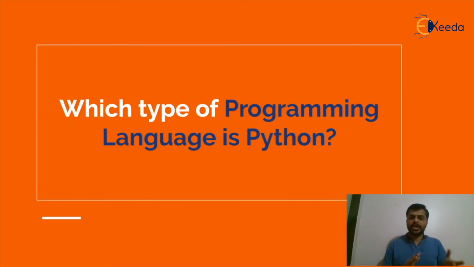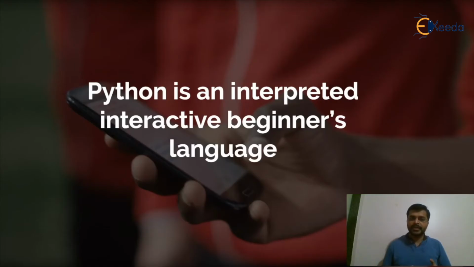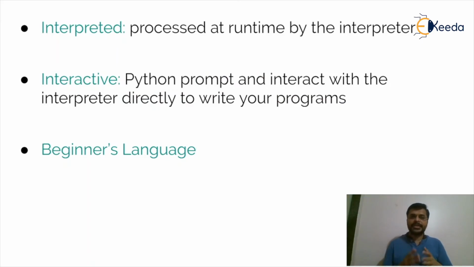So which type of programming language is Python exactly? Python is an interpreted, interactive, beginner's language. Now we already saw what an interpreted language is, but what are an interactive and a beginner's language? Let's break down those technical words. Interpreted, as I already explained, means the language is processed at runtime by the interpreter, or your program is processed at runtime by the interpreter.